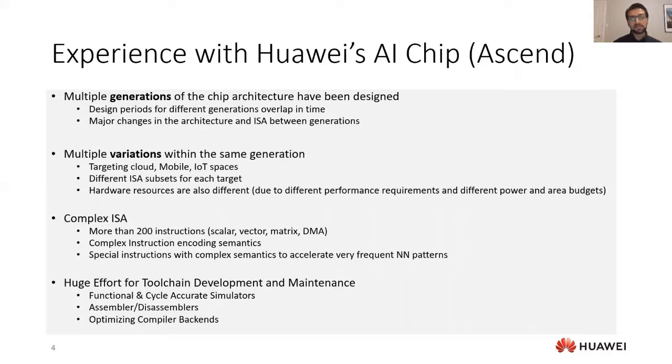And then the ISA is very complex. You have more than 200 instructions, scalar, vector, matrix, DMA. You have very complex instruction encoding semantics. You have special instructions which have complex semantics, as you would expect with any neural network accelerator. And a lot of the effort that we saw went into toolchain development and maintenance, because you have your simulators, functional and cycle accurate, you have assembler, disassembler, and the compiler backends.